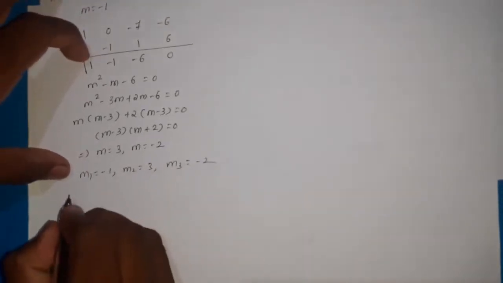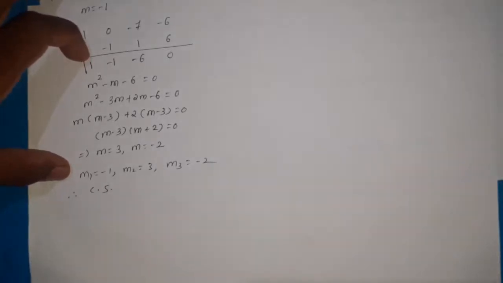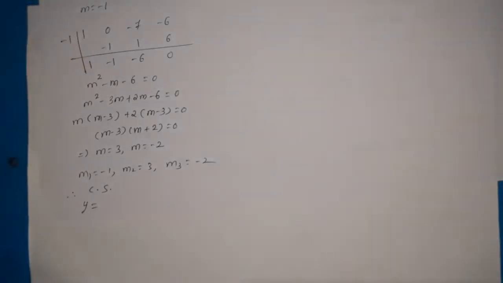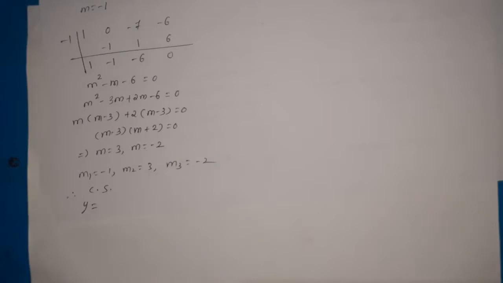So therefore the complete solution of this differential equation y is equal to, so here minus 1, 3 and minus 2, all the 3 roots are real because there is no imaginary part or square root of negative number. So therefore all of them are real and all of them are distinct.